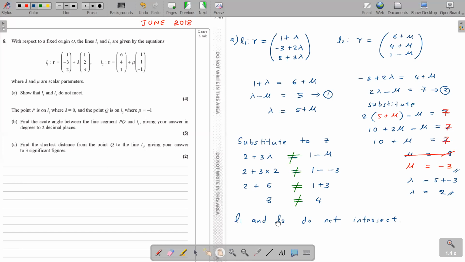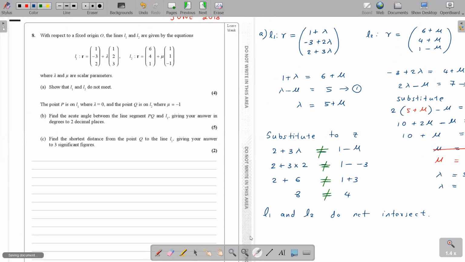Okay, so next part. They say the point P is on line 1 where lambda is 0, and the point Q is on line 2 where mu is minus 1. Find the acute angle between the line segment PQ and line 1, giving your answer in degrees to 2 decimal places. Okay, so how does this work?